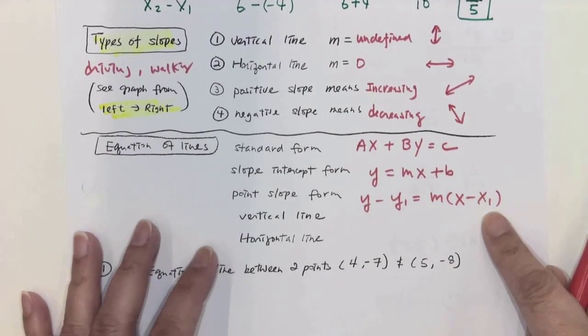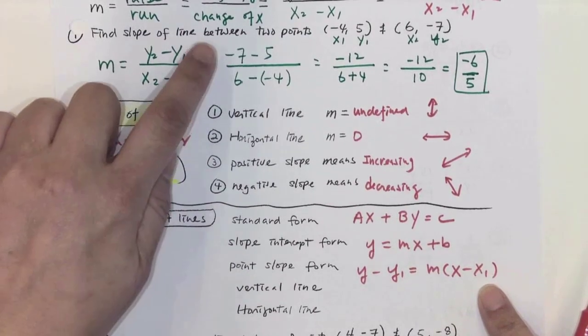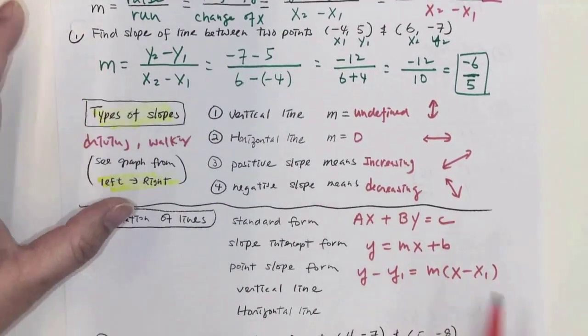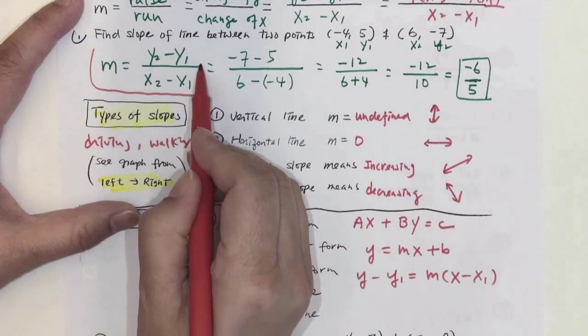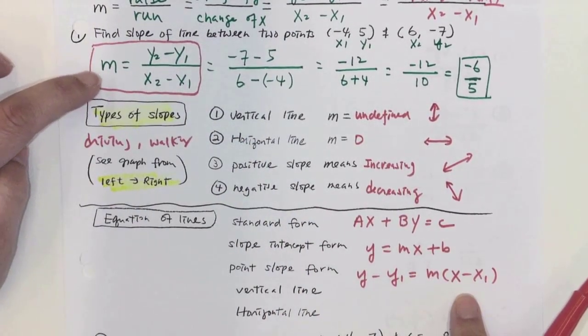So this one actually comes from the slope formula here. They just try to get rid of the denominator. So they use the slope formula, multiply both sides by the denominator, and get to this. So it's coming from the slope.